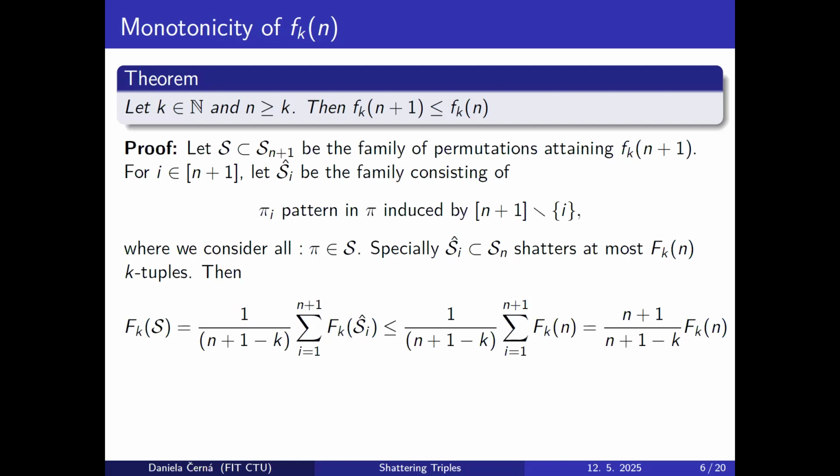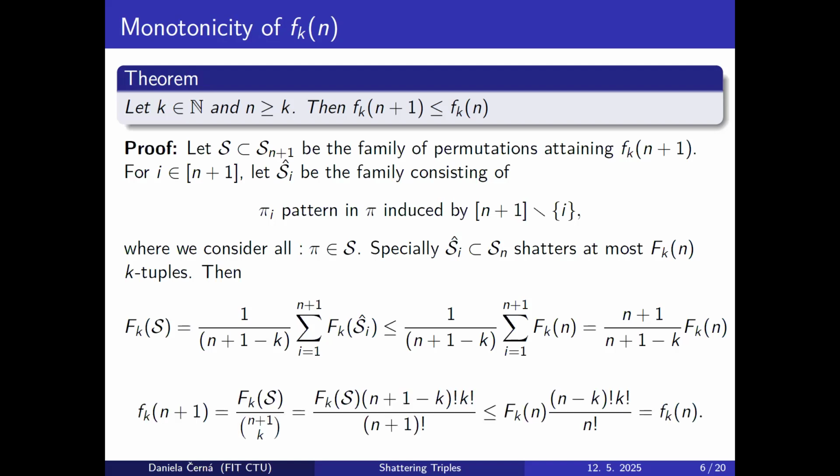I can upper bound this by f_k(n) and then just sum it up. And now I can divide both sides by n plus 1 choose k to get f_k(n+1). And this coefficient divided by n plus 1 choose k will give me exactly 1 over n choose k, which is what we need to get f_k(n). Okay, so it is monotone and also a number between 0 and 1. So if we look at the limit as n goes to infinity, it will exist.